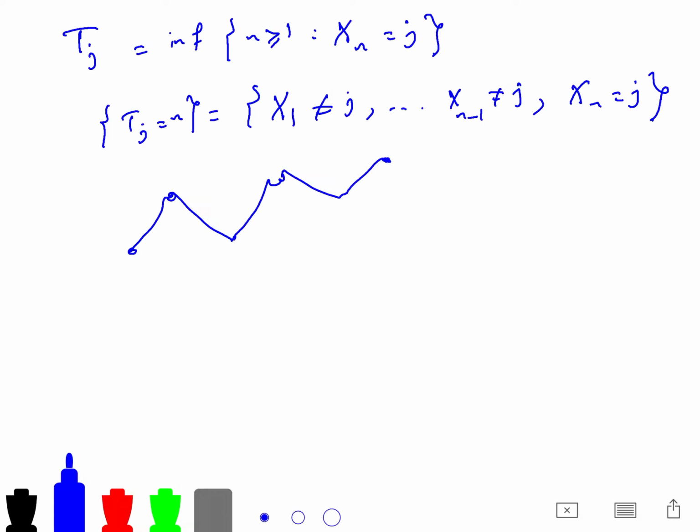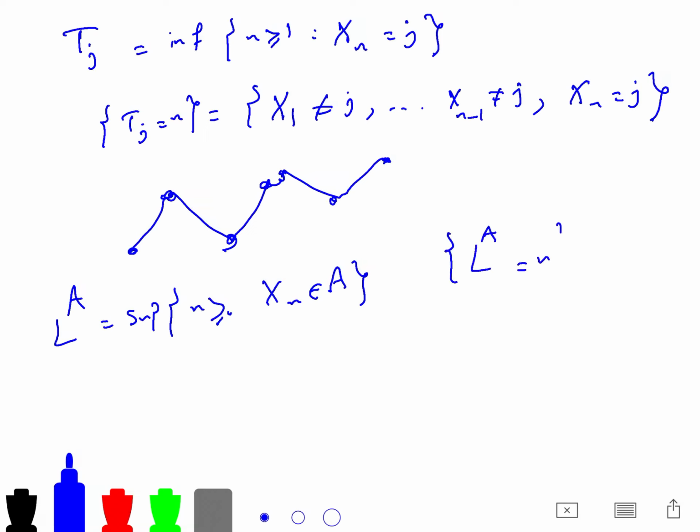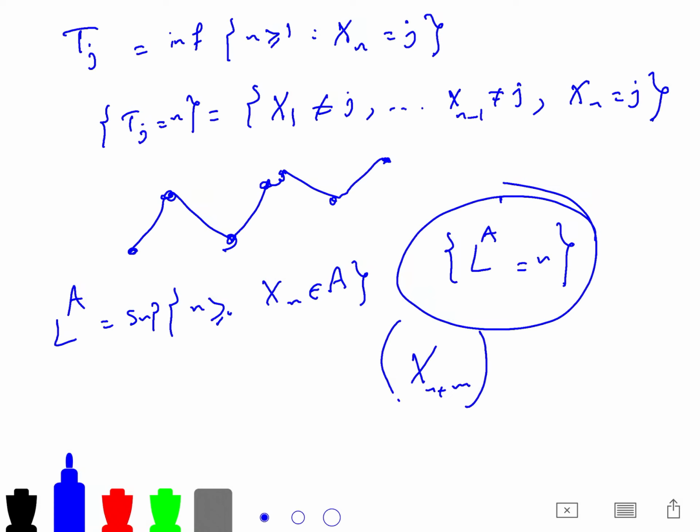So your variable depends on just x0, x1, x2, x3, x4, x5 until that. But unfortunately, the last exit time, which is the supremum of n greater than 0 such that xn is in A, is not in general a stopping time, because this event depends on whether xn plus m visits A or not, and we don't know.